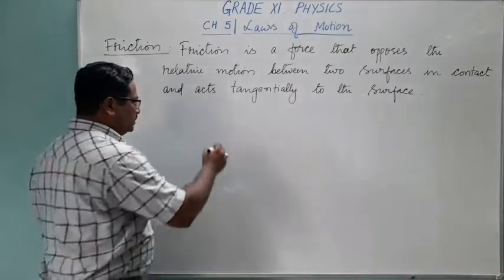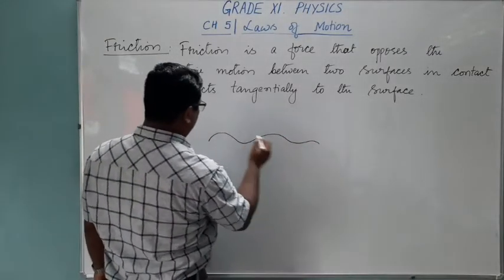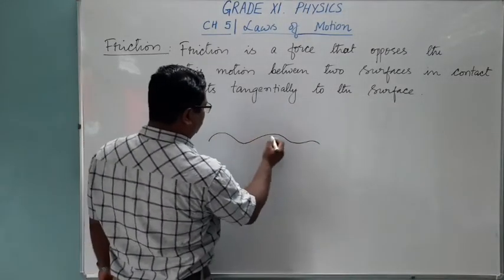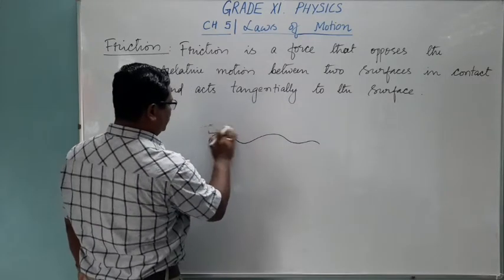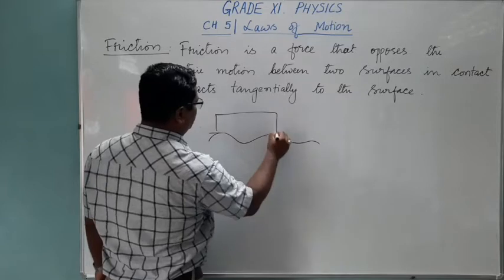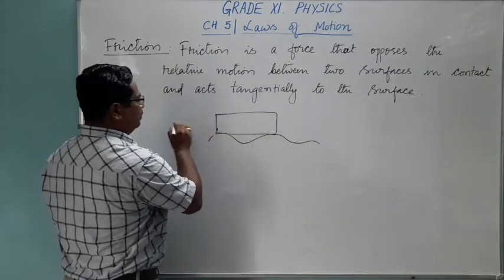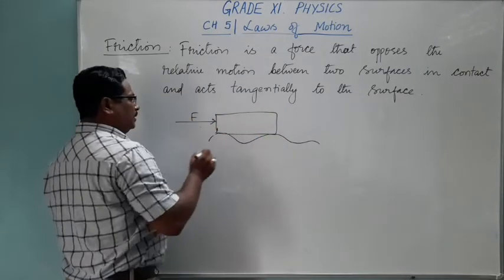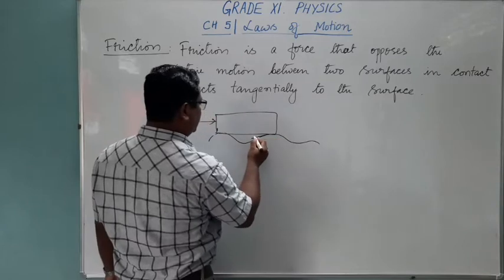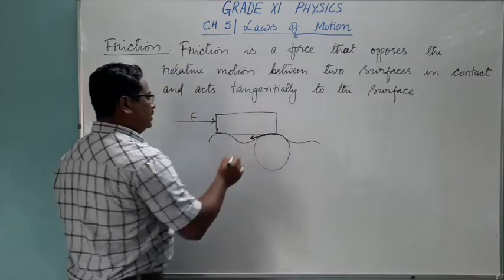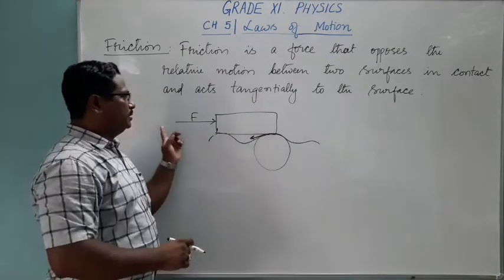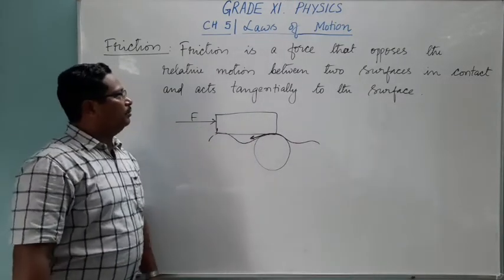If the surface is rough like this, now when a body is sliding, the force of friction, suppose a body is sliding here on the rough surface, suppose this is your object, you are applying force in this direction, the frictional force will act tangentially like this, tangent to the curve. It will always act tangentially and it will be opposite to the direction of the applied force.